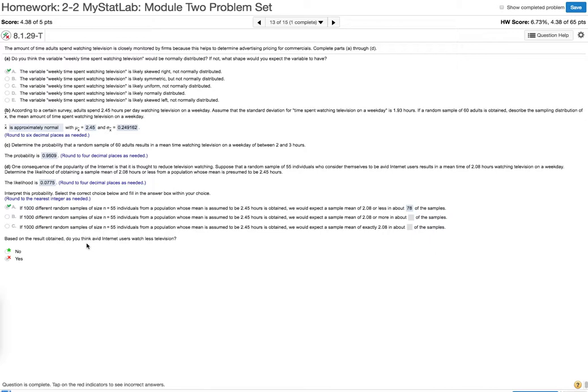And then this last part, based on the result obtained, do you think avid internet users watch less television? So I don't, because, and you can see I got it wrong, but when you think about it, 1,000 different samples, and we're only seeing 78 that watched 2.08 hours or less. So no, it doesn't seem like these internet users watch less television.